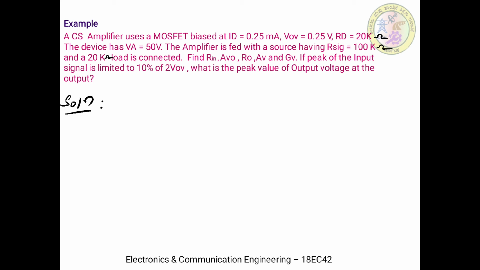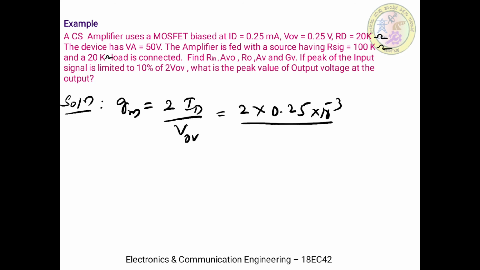Okay, so now here we need to consider some of the expressions for finding the gm, like gm is equal to 2 times ID by overdrive voltage. Okay, so using this relation it is possible to find what is the gm for our circuit. So this is 0.25 drain current value, in milliamperes, by overdrive voltage 0.25 volts. Okay. So this is equal to 2 milliamperes per volt.